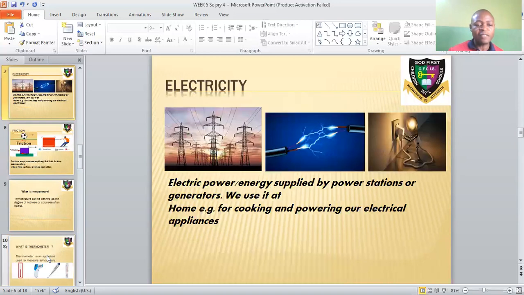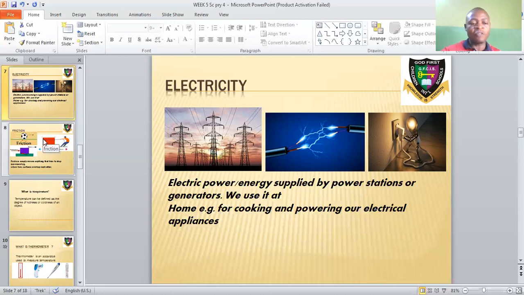Now, let's look at the next one, which is electricity. Power and energy can be supplied by electricity, from our power stations and generators. We use power at home, we use it to cook our food, to power our electrical appliances, and so on and so forth.